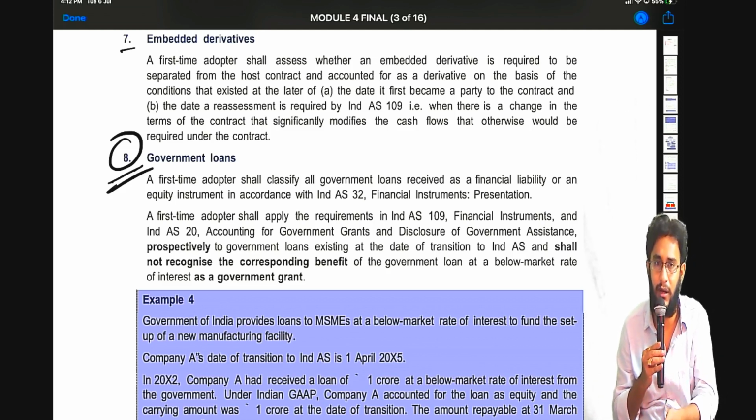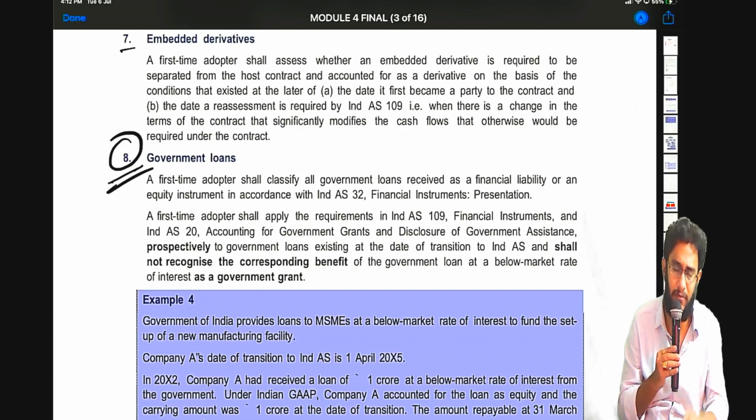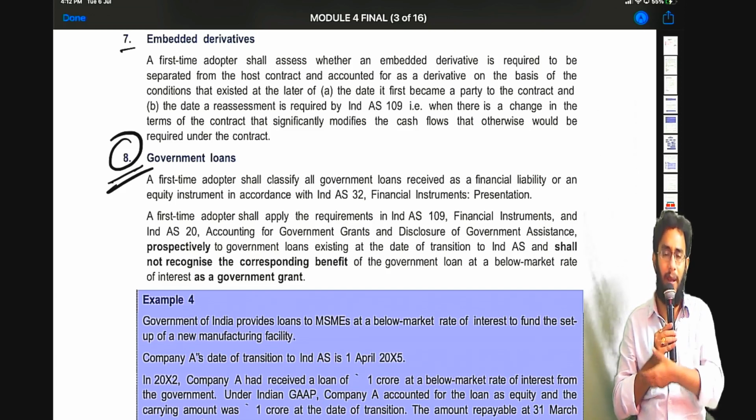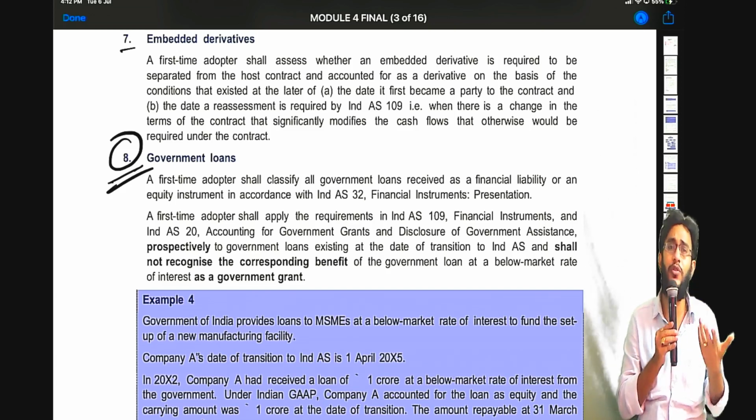Like how Ind AS 20 is telling, that I would not have done in the past. Sir, now what should I do on the transition date? Suppose I have a concessional rate loan taken from the government appearing in my balance sheet. What should I do with this?